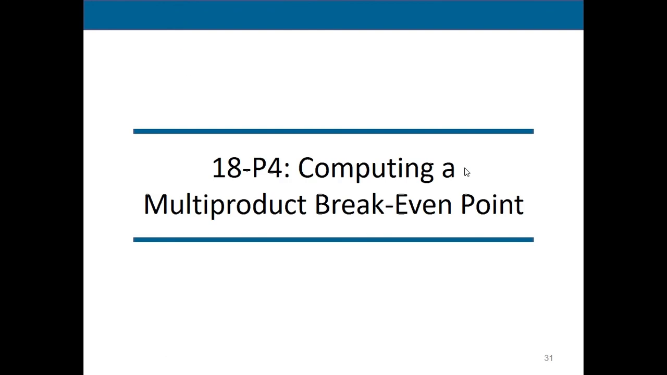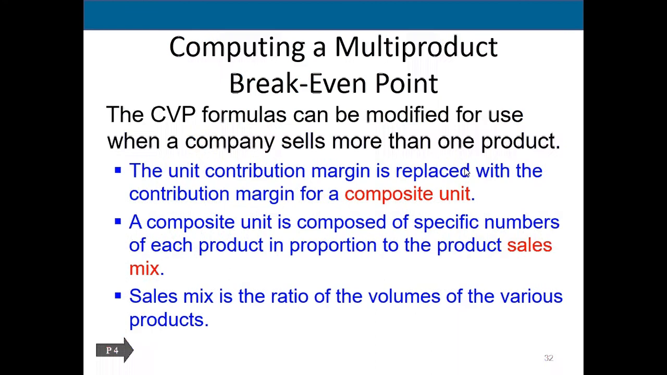Last but certainly not least, I want to talk to you about a multi-product break-even point. I just want to bring it up because we don't always sell just one type of widget, right? Most companies sell multiple things. So what are you going to do? Are you going to try to find a break-even point for every different type of thing that you sell? And the answer is absolutely not. That would just be way too time-consuming.